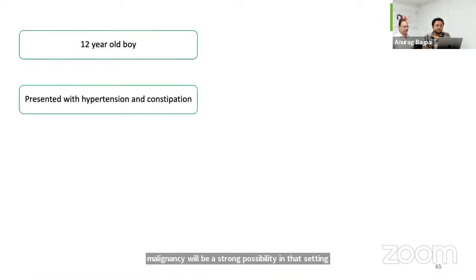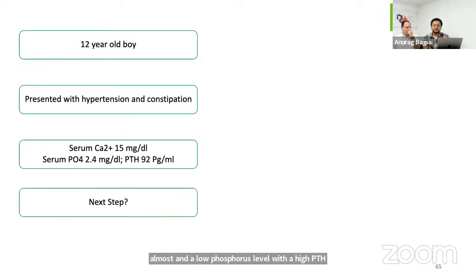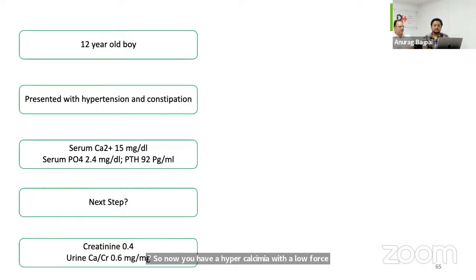Now, a 12-year-old boy again presented with similar complaints, like hypertension and constipation. He has a high calcium level, almost 15 milligram, and a low phosphorus level with a high PTH level. So what would be the next best step? Now you have hypercalcemia with a low phosphorus and a high PTH, which basically means that it goes more in favor of a PTH-dependent cause. We have done a creatinine level, which was normal, and a urinary calcium to creatinine ratio shows high. So what are you thinking here, Dhwani?